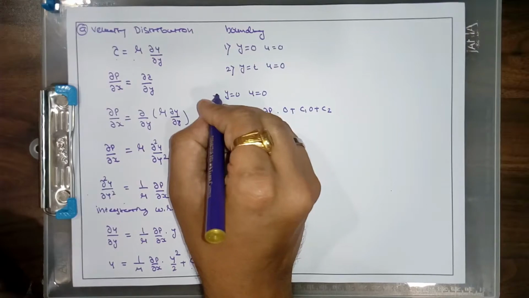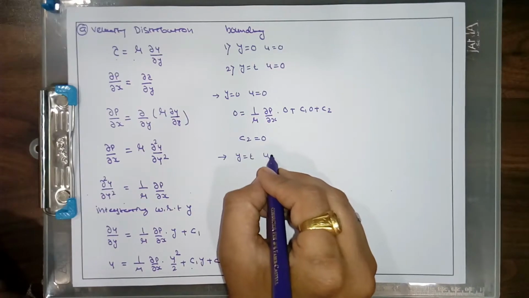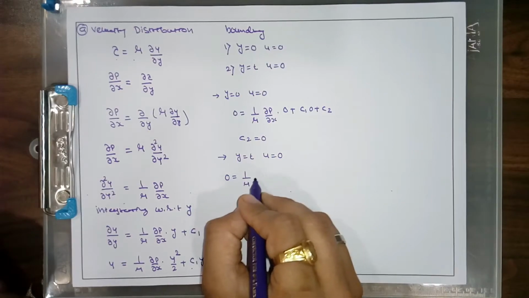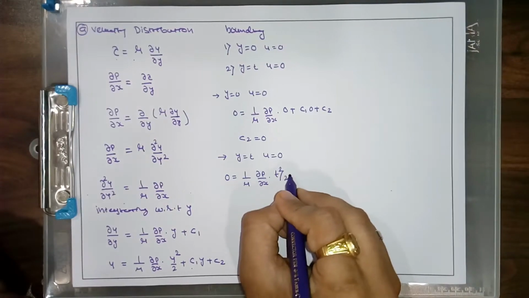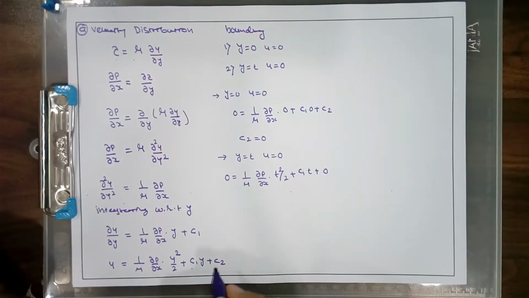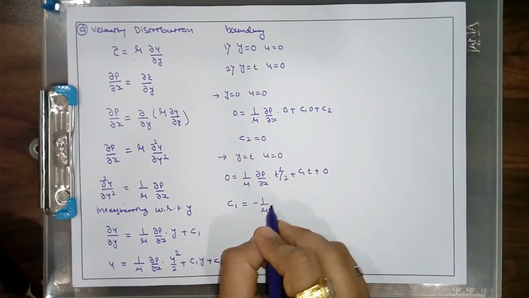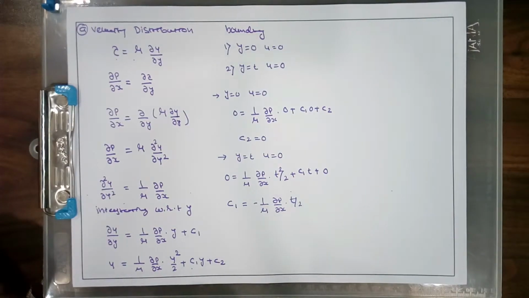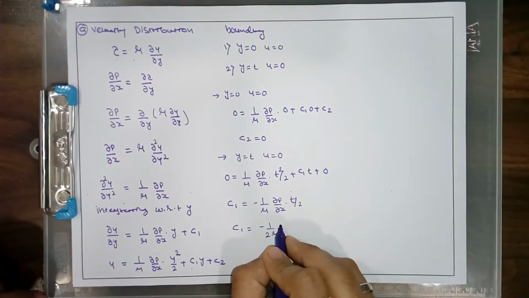Now we apply the second boundary condition, where y equals t, u is 0. So we get 0 equals 1 upon mu del p by del x into t square by 2 plus c1 into t plus c2, which is 0. So now we get the value of c1, that is minus 1 upon mu del p by del x into t by 2, or by simplification we get minus 1 upon 2 mu del p by del x into t.